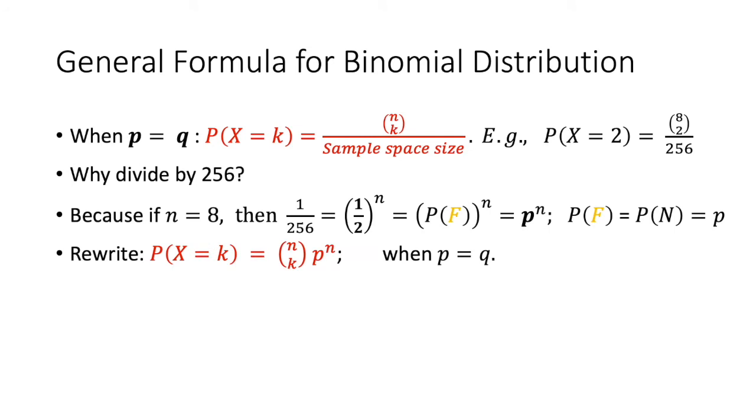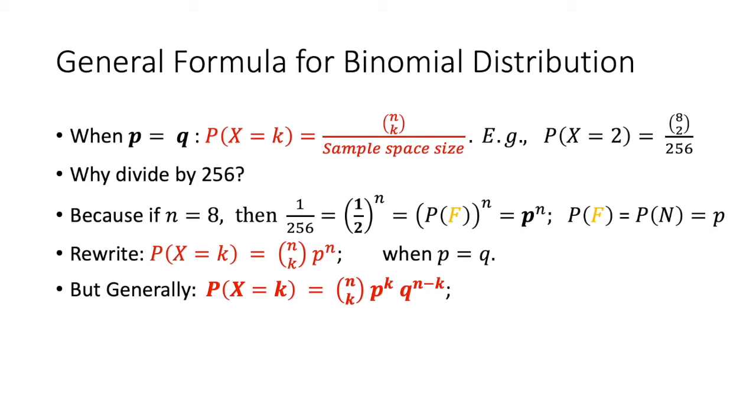So we can rewrite the formula in the first line this way. That is, probability of x equals k equals n choose k times p raised to the power of n. Now when p equals q, this formula applies. In other words, this formula is sufficient. However, the question is what happens in general when p and q may or may not be the same. In that case, the formula changes a little bit.